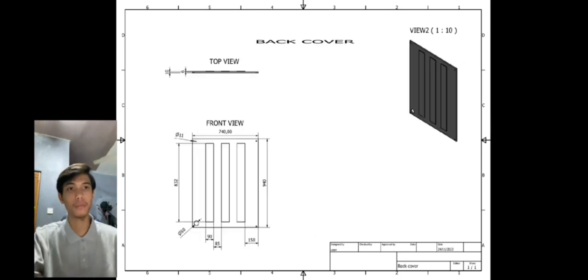The next part is the back cover, which is part number 6. From the top view, the thickness of our back cover is 10 millimeters, and from the front view, the length from side to side is 740 millimeters and the height is 940 millimeters. It also has a hole on the bottom left of the back cover with a diameter of 50 millimeters. The function of the back cover is to protect the components inside the washing machine and also to support the main frame, as well as provide heat insulation.